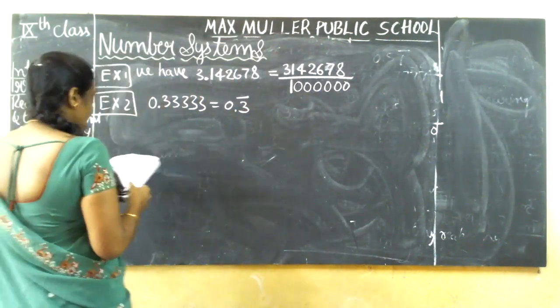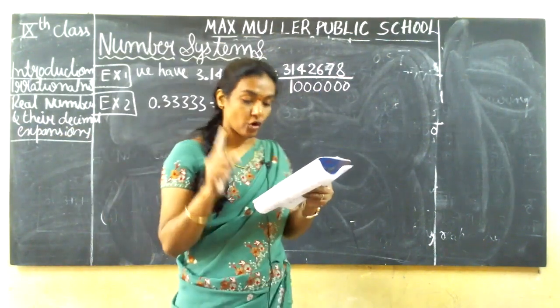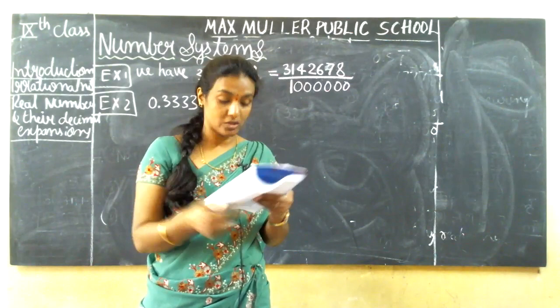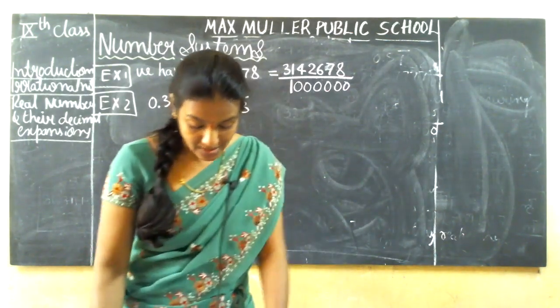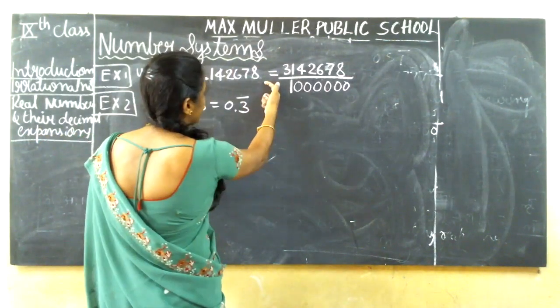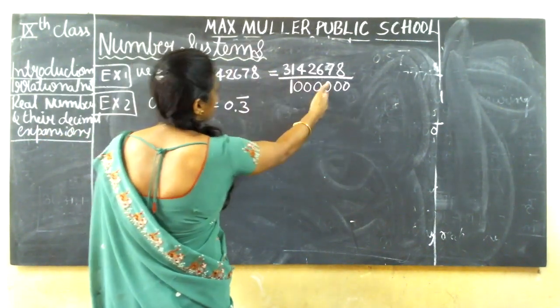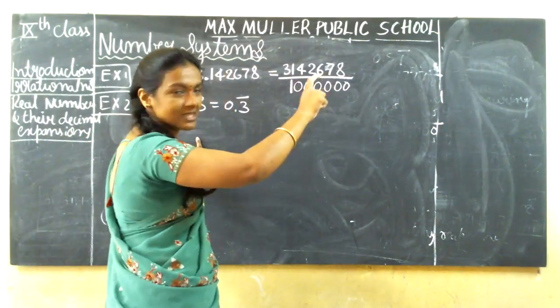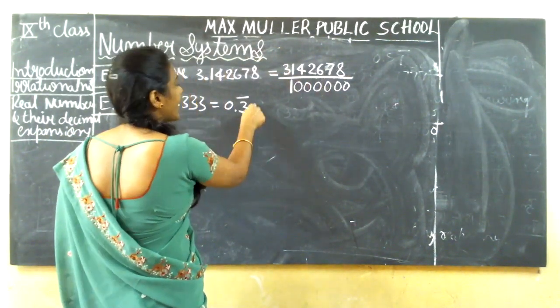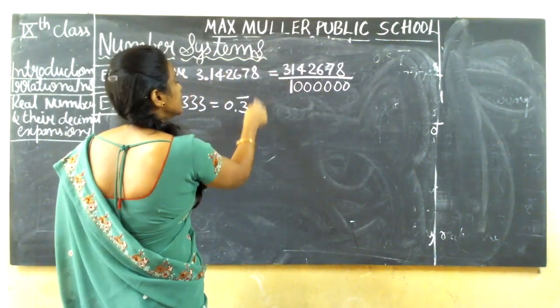It can be expressed in the form of p by q, where p and q are integers and q is not equal to 0. Let us see how you can do this. If it is terminating, if it is not repeating, then you can write it like this. Got my point, children? Now, here it is non-terminating, and it is repeating.